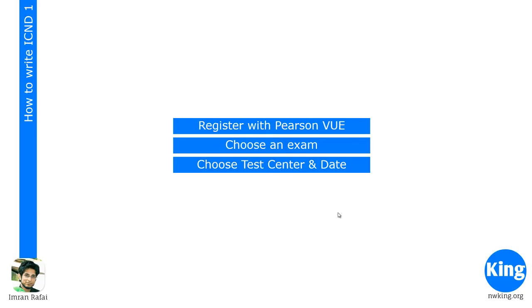So like I said, we completed the training, so we have gone through each and every topic that's part of ICND 1. Now, how do we register for that exam, 100-105, right? That's the version 3 ICND 1 exam. So how do we register for that and how do we write that exam? This is what you need to do.